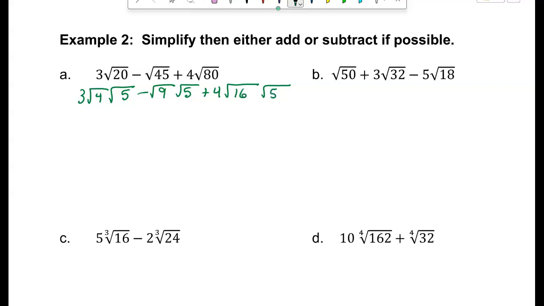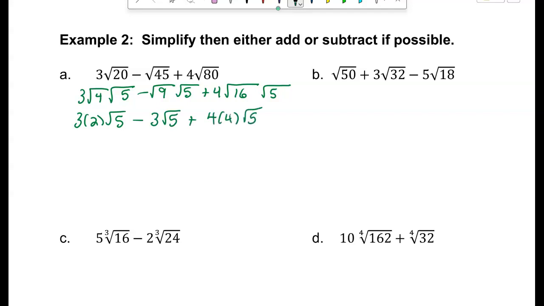Times 5. All right, now we have to simplify each. Guys, what's the square root of 4? So we have 3 times 2, root 5. What's the square root of 9? That made that one really nice. What's the square root of 16?